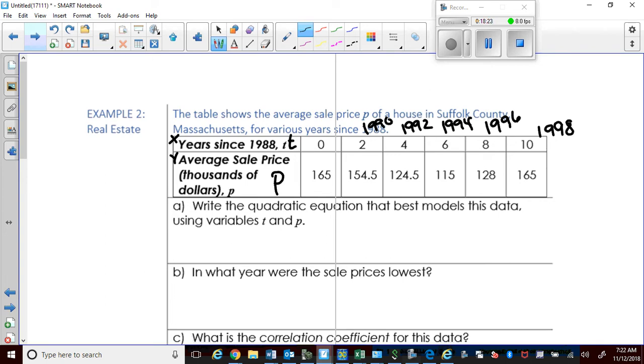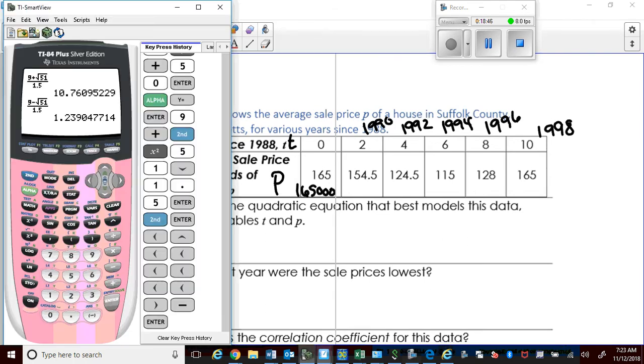Average sales price in thousands. So this would be 165 is 165,000. So on and so forth. So just recognize that, keep that in mind. So we're going to write this in with XY coordinates, and then we're going to write this with the PT coordinates. Because the first part says write the quadratic equation that best models this data using variables T and P.